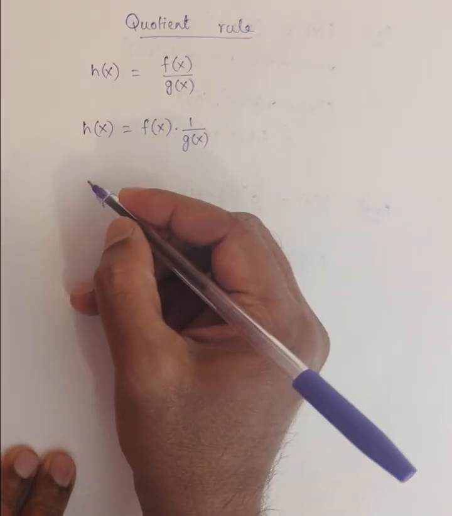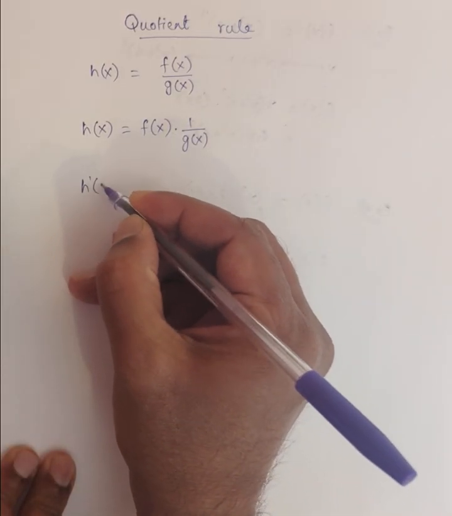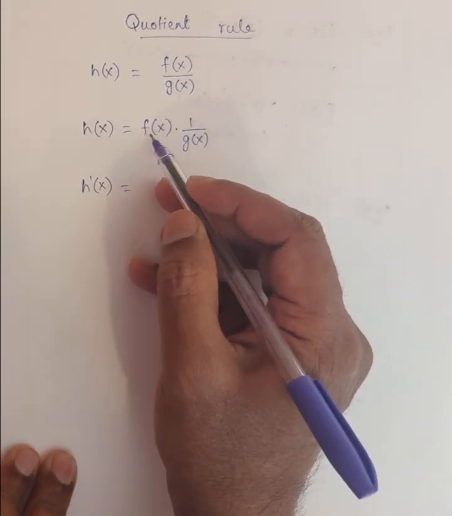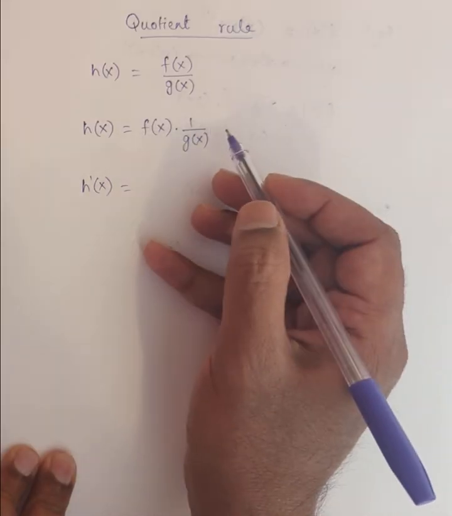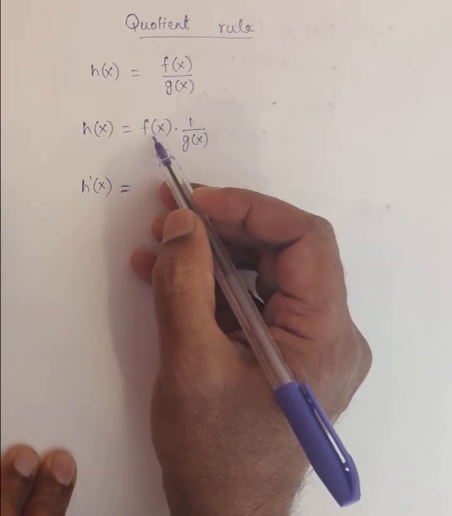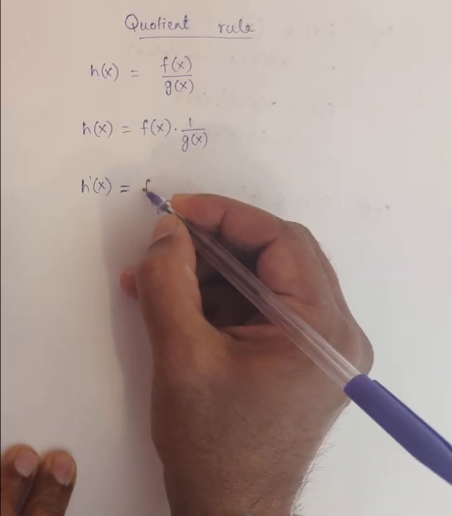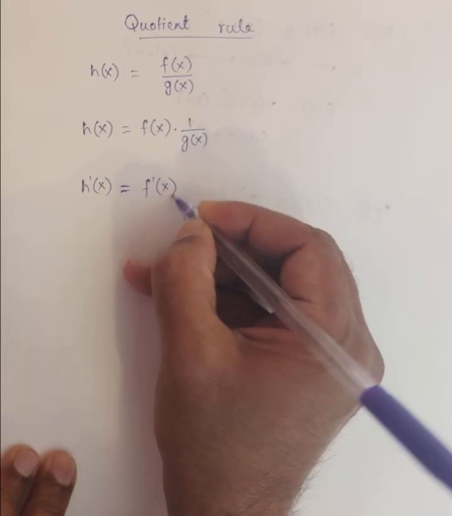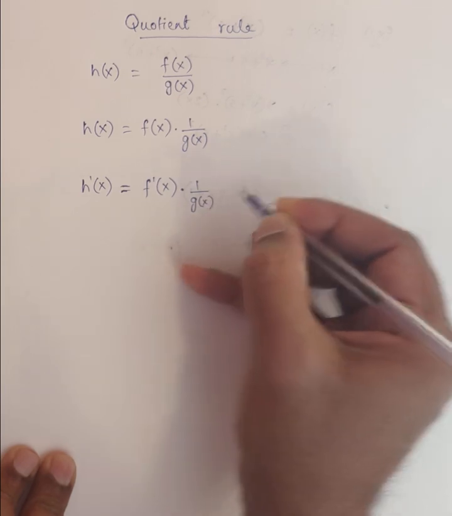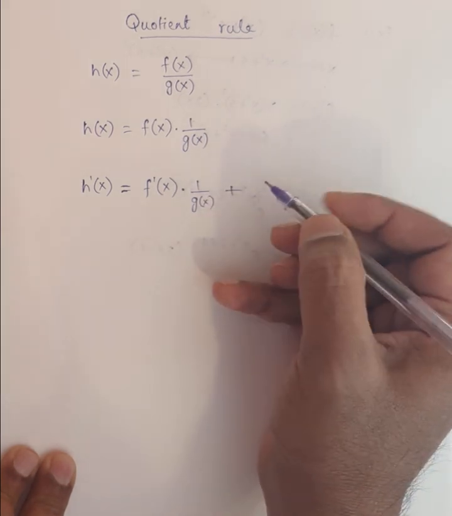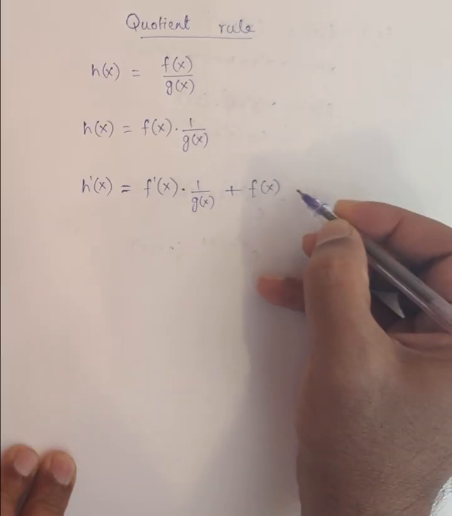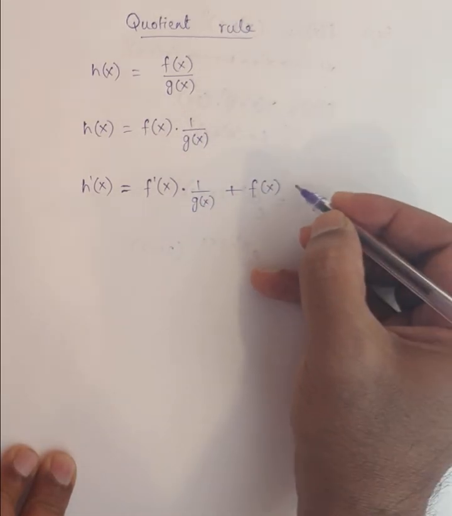So the derivative of h, we can use the product rule. And the product rule says you differentiate one, fix the other. And then there are two terms. So let's differentiate f, that's f prime, fix the other. So that's just 1 over g of x. Plus, now this time fix f of x and take the derivative of 1 over g of x.